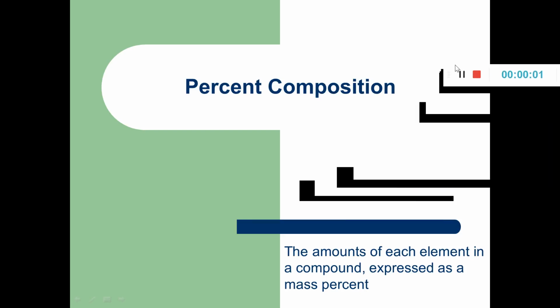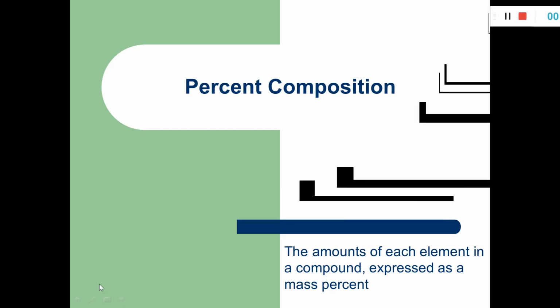Percent composition. So the amount of each element in a compound we can express as a percentage by mass, and that's essentially what we're going to be talking about today.